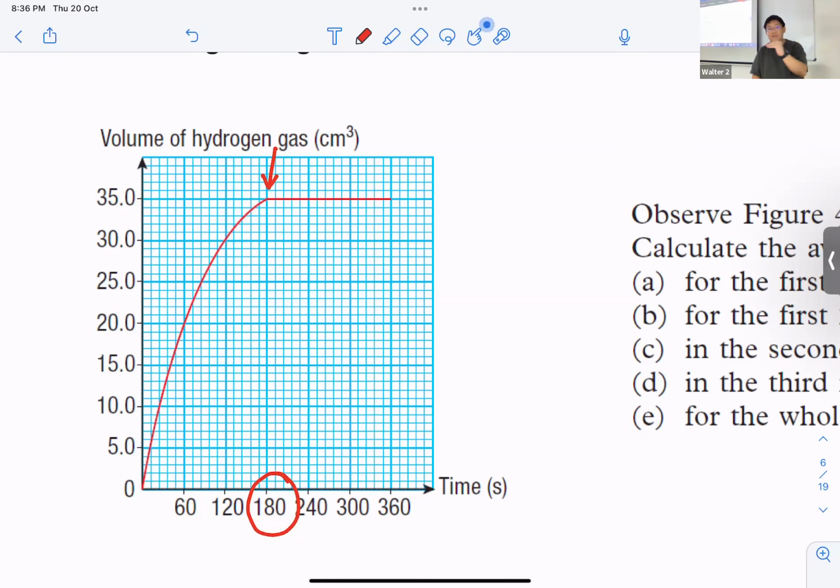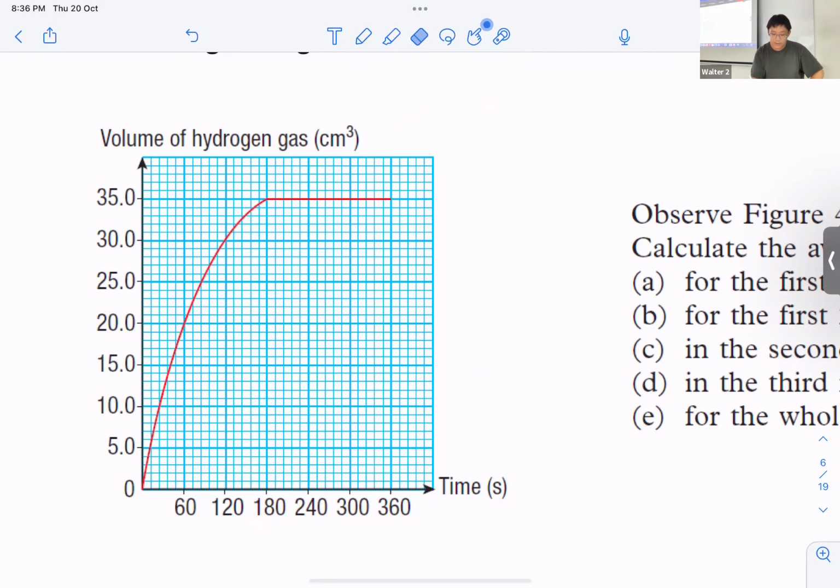Once the graph turns flat, the rate of reaction is 0. The reaction is complete. So the total time taken for this reaction is 180 seconds. And the maximum volume of gas? 35 cm cubed. Very good.